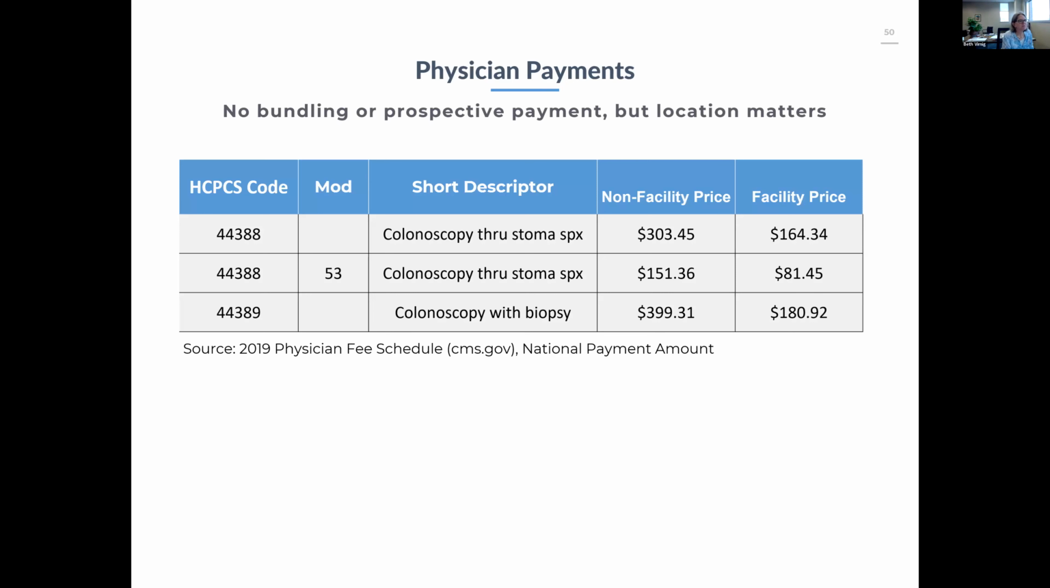The other piece with physician payments is, well, there's no bundling or prospective payments. They do change what they pay. So for example, for a physician who does a colonoscopy in a facility, they would get paid a different amount. The non-facility amount for a colonoscopy with biopsy is $399, but at a facility, the physician themselves is paid $180.92.